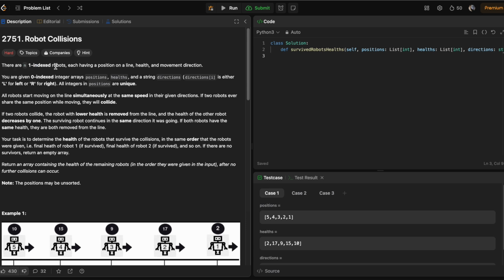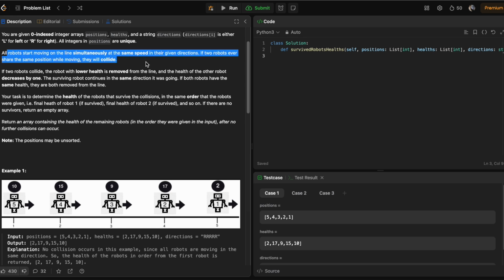There are n one-indexed robots, each having a position on a line, health, and a movement direction. You're given zero-indexed integer arrays positions, healths, and a string directions. Directions[i] is either L for left or R for right. All integers in positions are unique. All robots start moving on the line simultaneously at the same speed in their given directions.